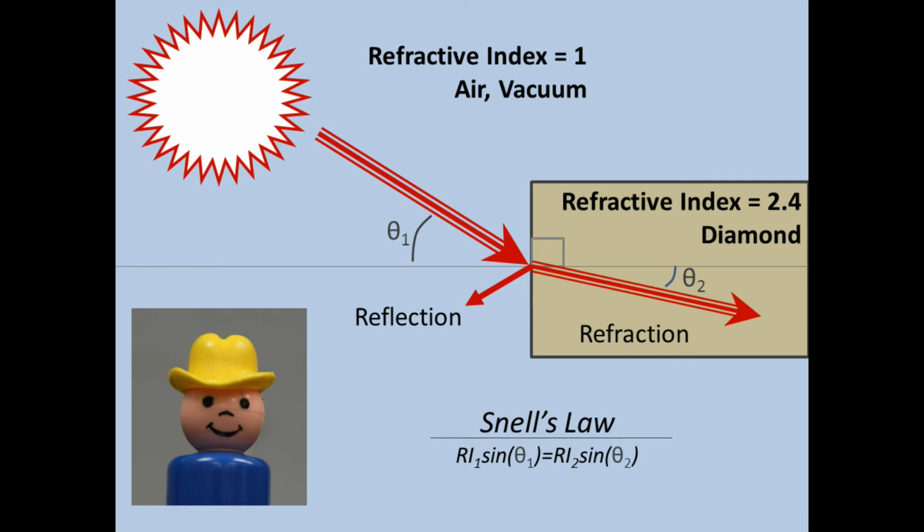It also changes direction. Snell's law defines the change in angle. The refractive index explains how fast the light moves through the object, compared to the speed of light in a vacuum.